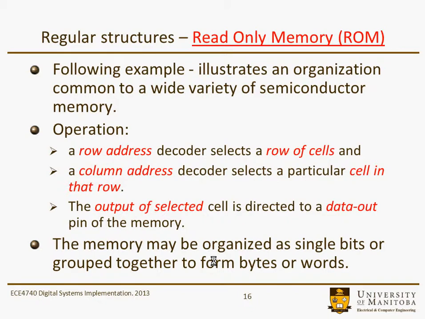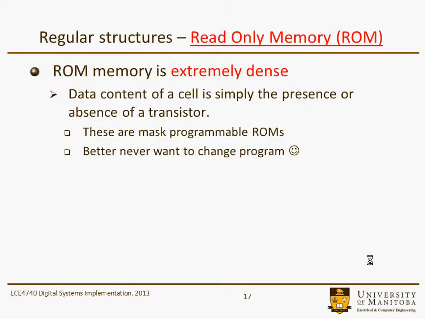So with respect to the regular structures continuing along, it certainly illustrates an organization common to a wide variety of semiconductor memory. We have the row address, the column address, and the output of a selected cell. And the other point here is that the memory could be organized in either single bits as shown there, or grouped together to form bytes or words.